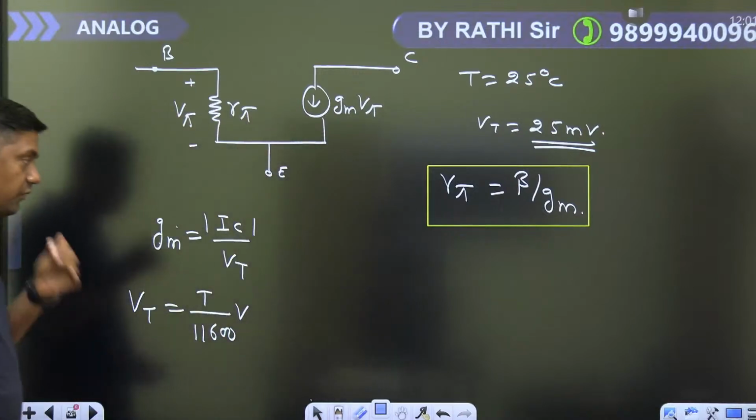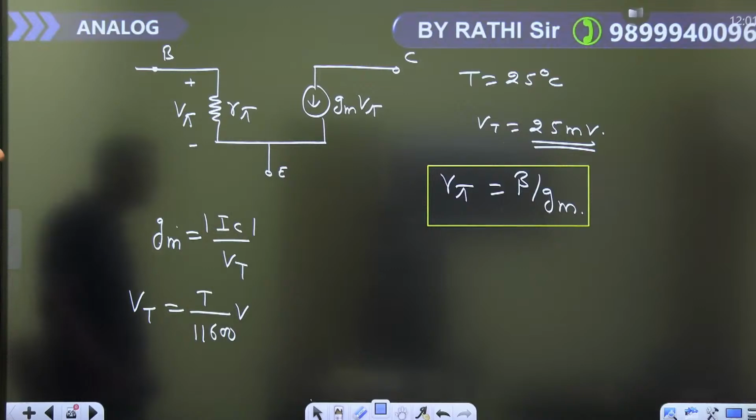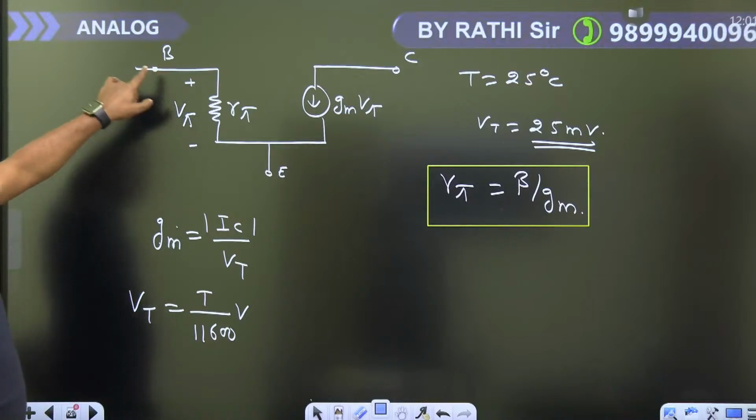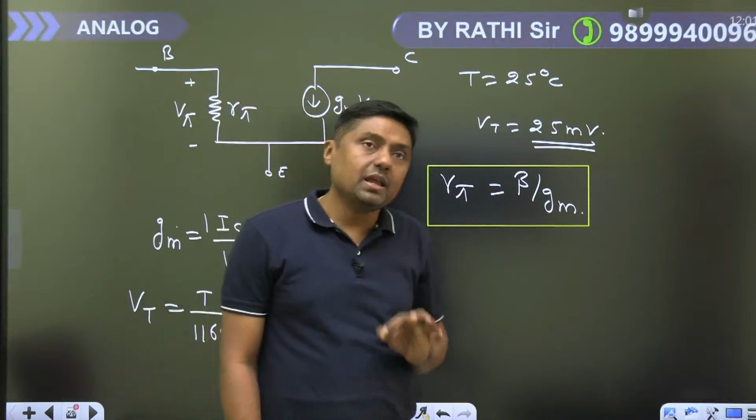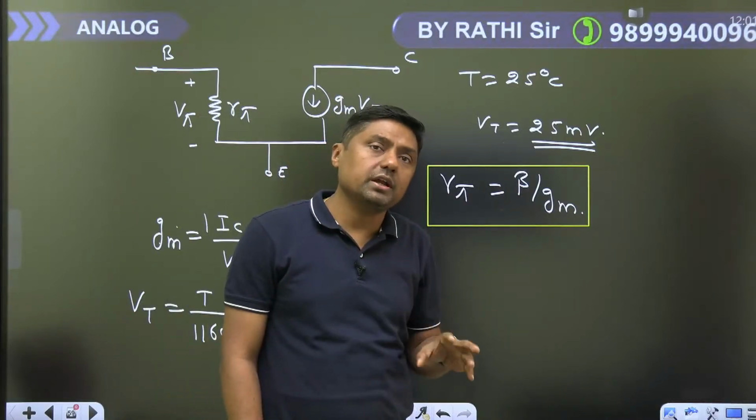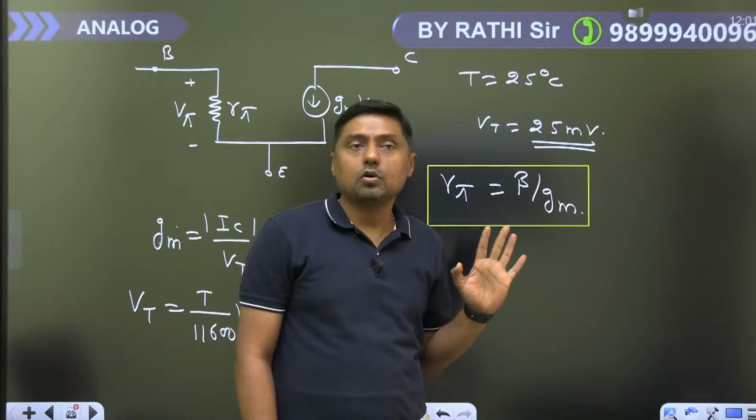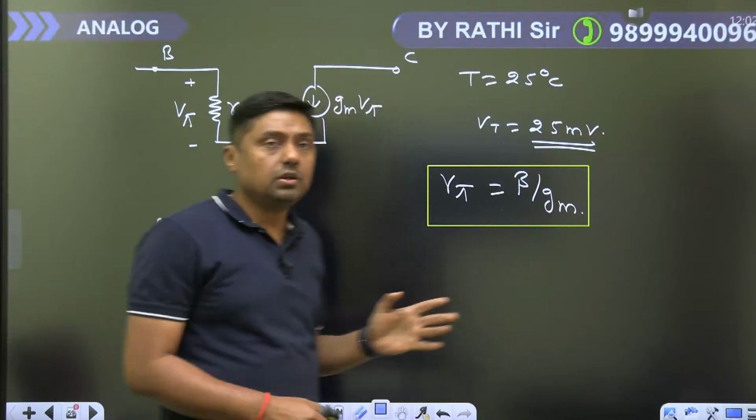Yes, Raj, we will discuss those questions, RS and so on. So this is the GMV pi and that is the R pi and this is the emitter. So that is the model. Base, collector and what? Emitter. This model is applicable for common emitter, common collector, common base, for all the configurations.